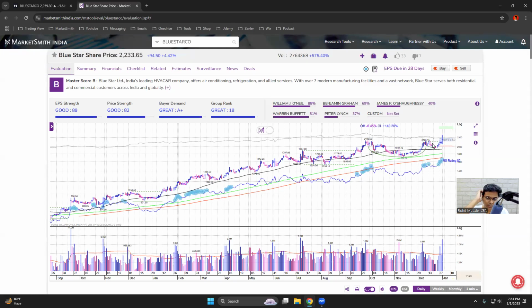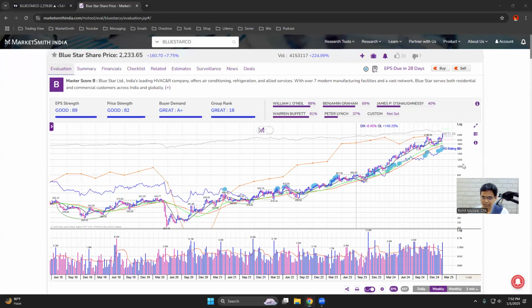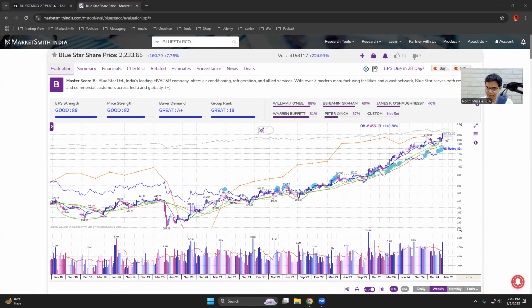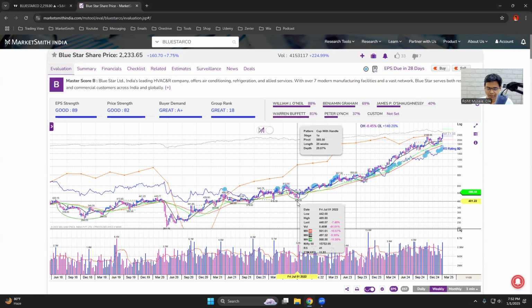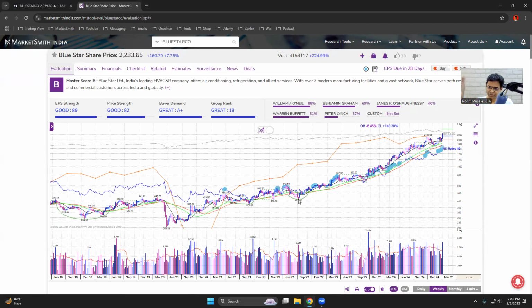It is base number four. It is not base number one, two, or three, where the probability of success is slightly higher. So even though the stock has a blue dot all along the way, my main concern is I am buying a late stage stock in a weak market. The stock has already gone up a lot. If you look at the weekly chart, currently the stock is trading in upwards of 2200. In June 2022, it was around 400. So that's roughly a 5 times increase, a 400% return in a couple of years.